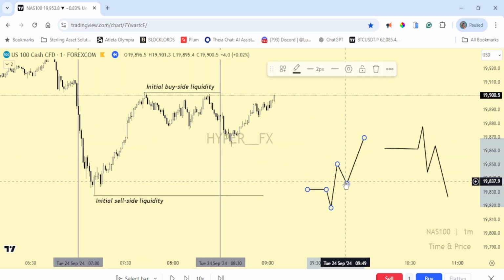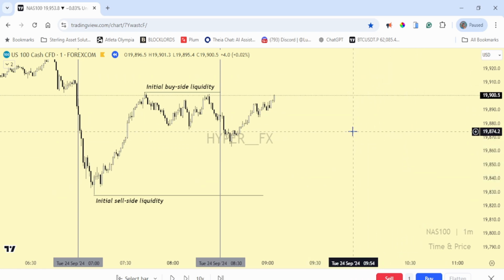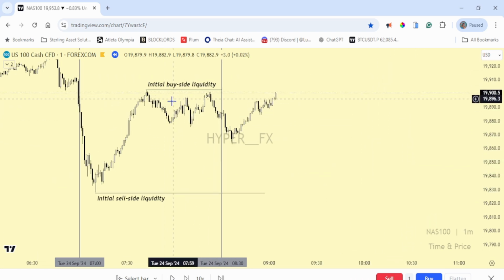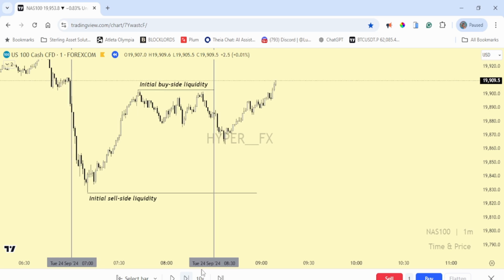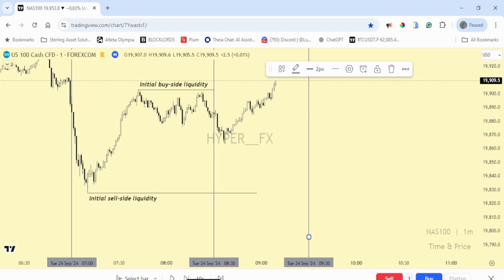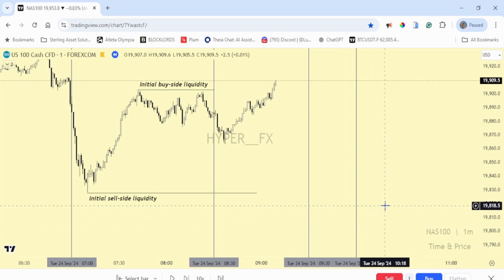All right, so let us see how price plays out. Let us know which one gets taken out first, the initial buy side or the initial sell side liquidity. So let me chip in also that we are looking for something to tell us to enter into the market between 9:30 and 10 o'clock. That is where you want to mark.